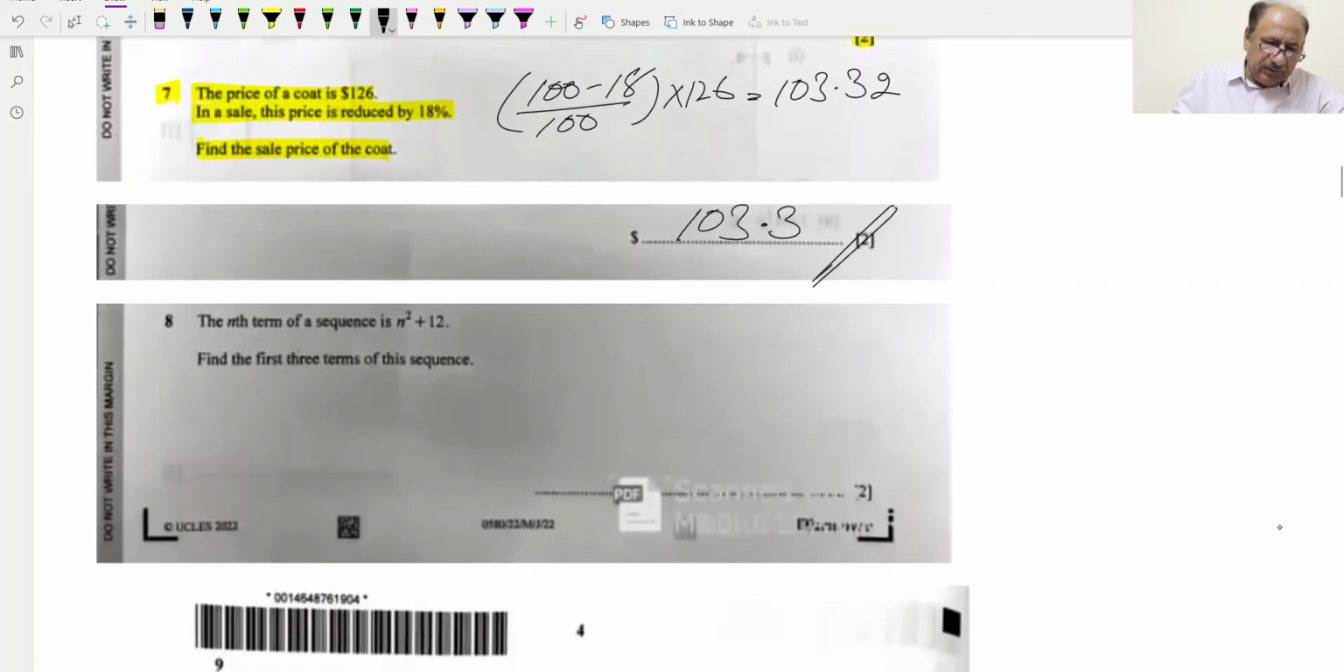And then question number 8 says the nth term of the sequence is provided. This is n squared plus 12. Find the first 3 terms of the sequence. So how can we find it? I'll change the color so that you can see properly.